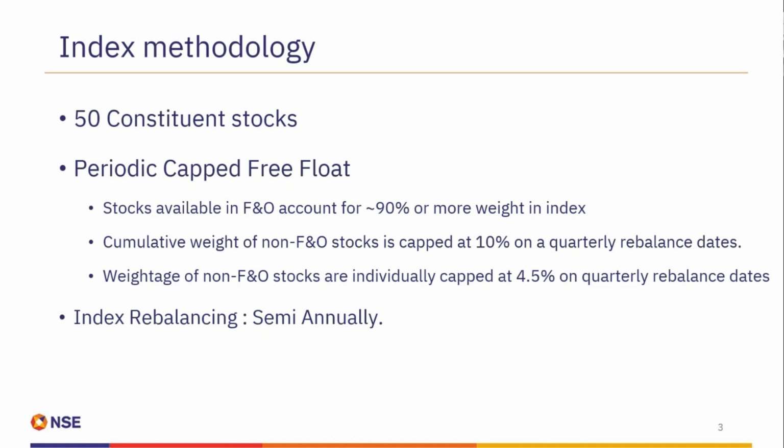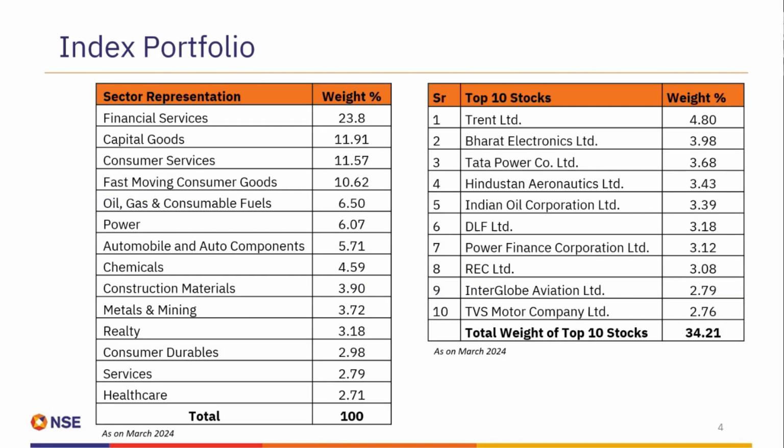Now, if we can try to understand more on the sectoral representation as well as the top stocks which are forming part of this particular index. Yeah. So as with all other broad-based indices, the financial services sector continues to be the top sector even in this particular index, but the weight of the sector is lower as compared to other indices. So here, as you can see, financial services represent almost 23.76% of the index, with top stocks being PFC, REC, Bank of Baroda, etc.